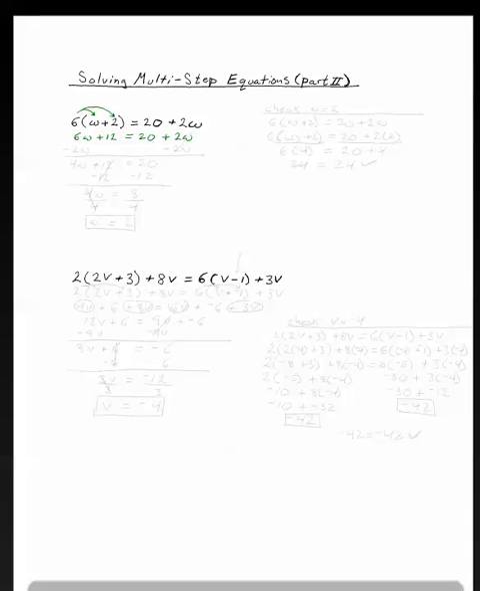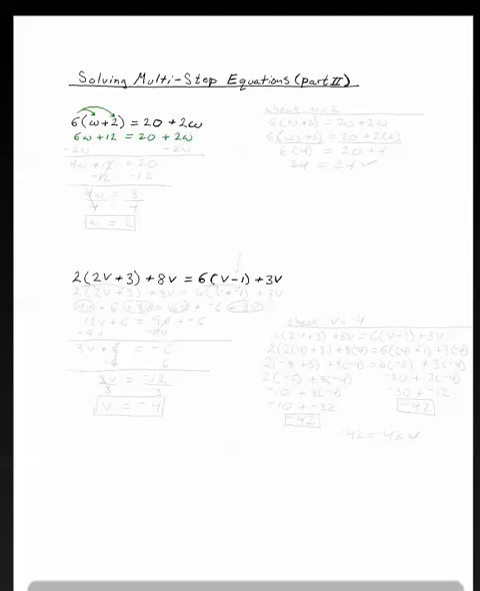Now, after we distribute, the next step would be to combine like terms if they're on the same side of the equation. On the left-hand side of the equation, we just have a 6w and a 12, which are unlike terms, so there's nothing to combine. On the right-hand side of the equation, we have a 20 plus 2w, which are also unlike terms, so there's nothing to combine. Once we've looked at combining like terms, the next step is to use the addition or subtraction property to get the variable on the left-hand side.